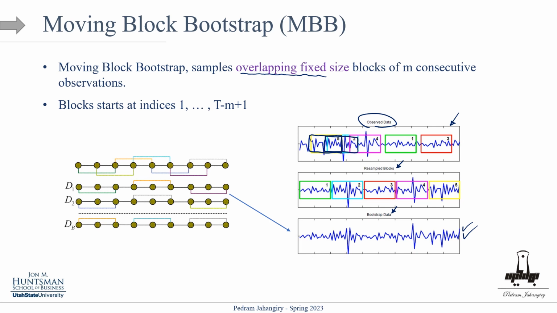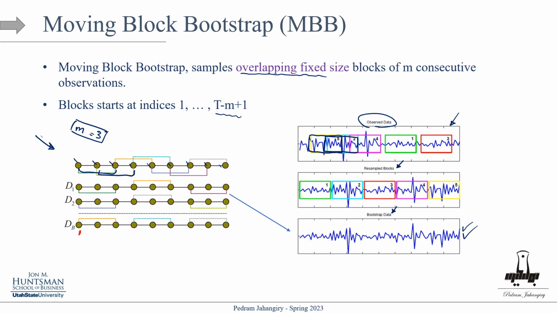And just pay attention that the block indices start from number 1 to T minus m plus 1. So what does that mean? Imagine on the left hand side we have 9 observations, 1, 2, 3, 4, 5, 6, 7, 8, 9, right? And imagine our m is equal to 3. The fixed block size, which can be overlapping, is 3, right? So this is block number 1, block number 2, and so on, right? So the index of the block bootstraps is going to start from index number 1.